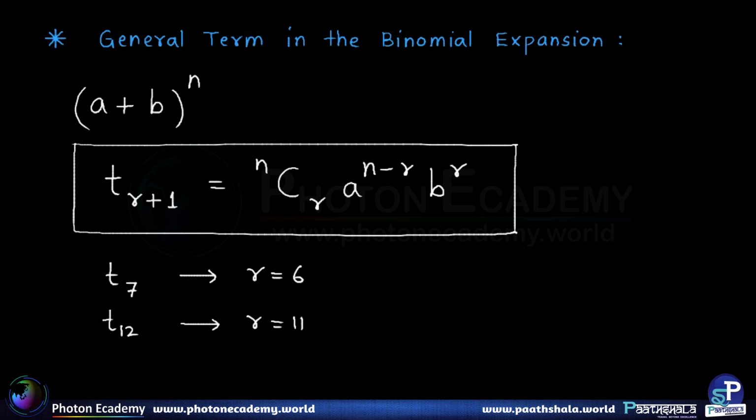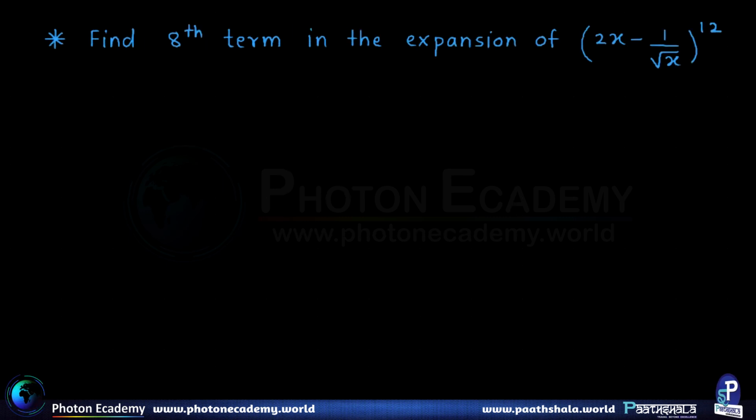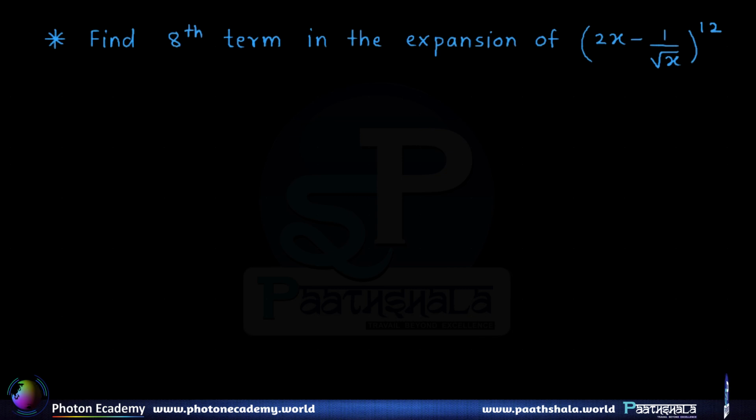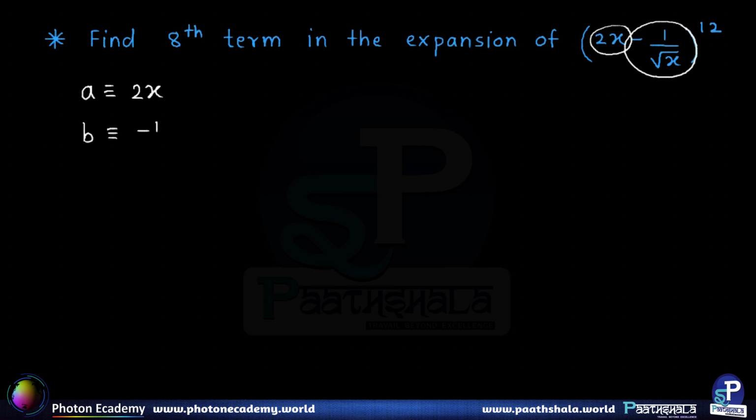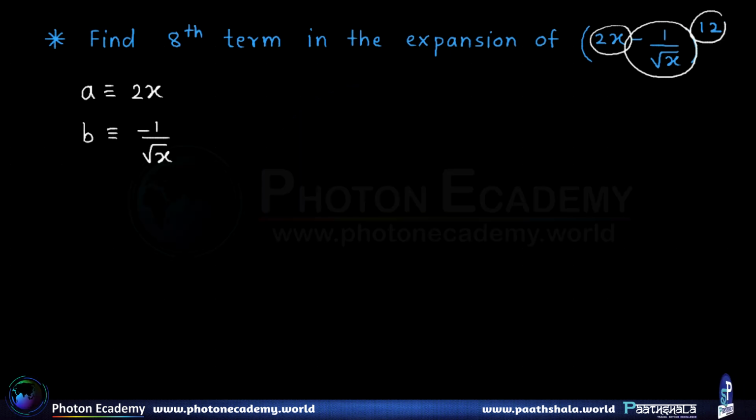Let us practice this with the help of one example. Find 8th term in the expansion of 2x minus 1 upon root x whole raised to 12. Right. Now here in this case 2x is our a, so therefore a is 2x. Then b is minus 1 upon root x, note that the second term is negative. Then the power of the binomial expansion is 12, which is n, so n corresponds to 12. And we have to find the 8th term. So in case of 8th term, we have to take r as 1 less than 8, that is 7.